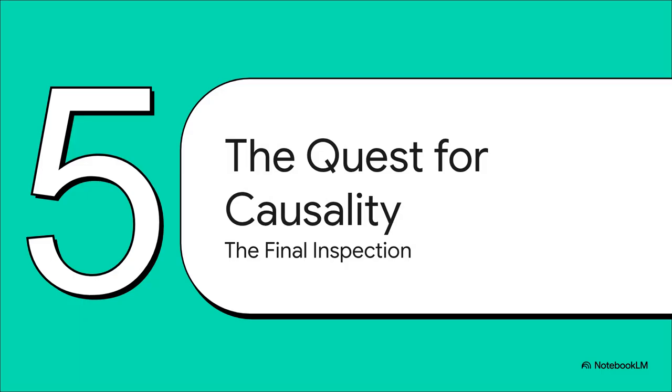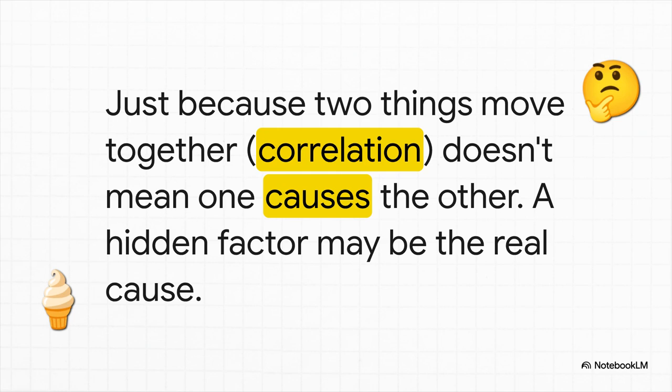Which brings us to our final and maybe the most important step in the entire process, the quest for causality. This is like the final inspection on our building. We have to be absolutely sure that what we're seeing is a real relationship and not just some random coincidence. We've all heard this a million times, but it is the golden rule of all science. Correlation does not equal causation. You know the classic example, right? Ice cream sales go up at the same time drownings go up. But does eating ice cream make you drown? Of course not. There's a hidden factor, hot weather, that's causing both things to happen. We always have to hunt for that hidden factor.